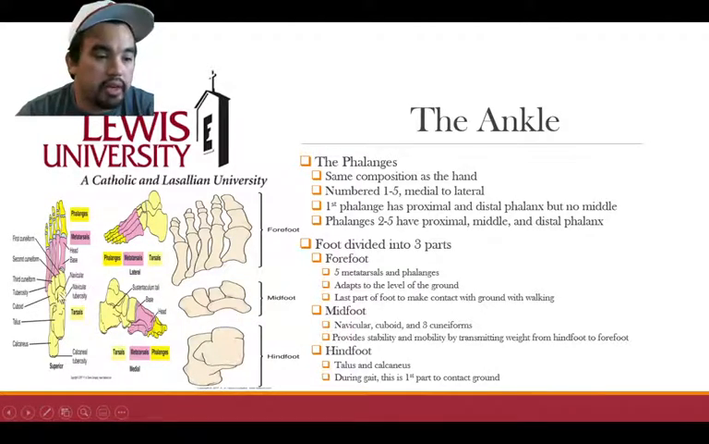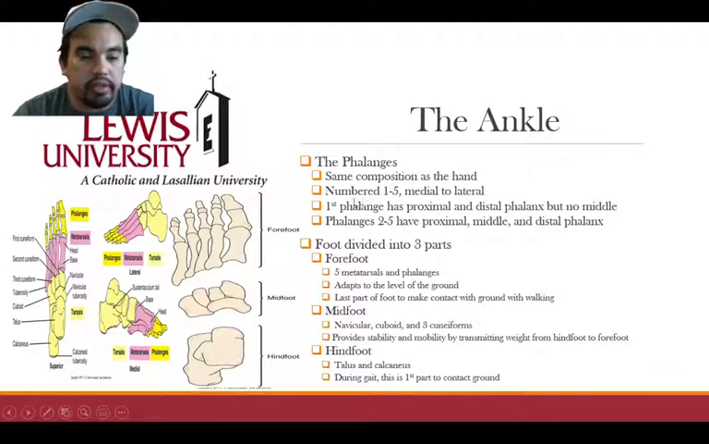Then as we move to the end, we have the phalanges. So you see I compressed this photo over here to make room for this big one here, but it's the same as this. Okay? So the phalanges are the same composition as in the hand, right? So the big toe has only 2 phalanges, and then the rest of the toes all have 3. Okay, they're numbered 1 through 5, medial to lateral. First phalange has a proximal and distal phalanx, but no middle. And then 2 through 5 have middle, proximal, and distal phalanxes.